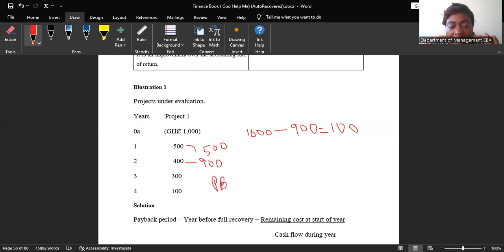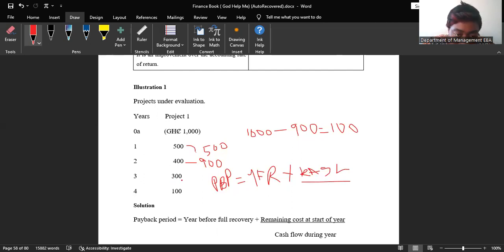Payback period is equal to the year of full recovery plus the remaining cost at the start of the last year, that is the remaining amount of 100, divided by the total cash flow for the last year of recovery.